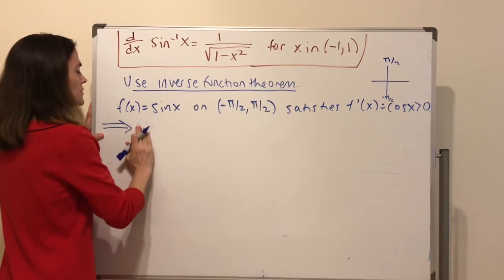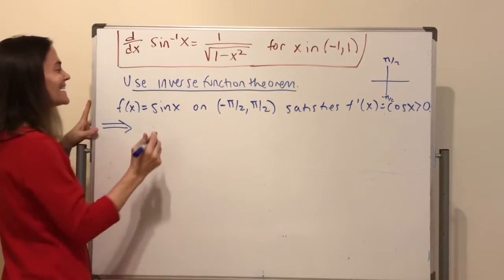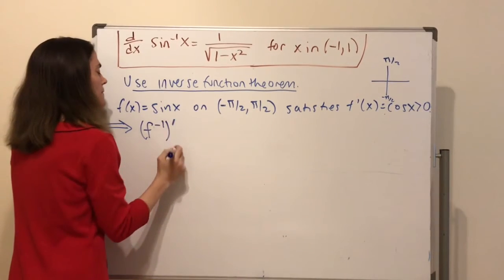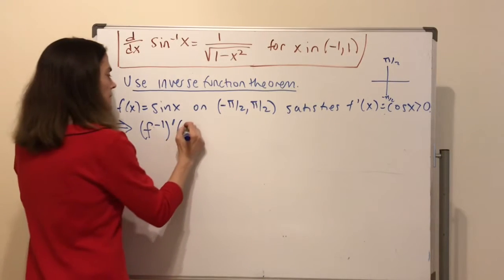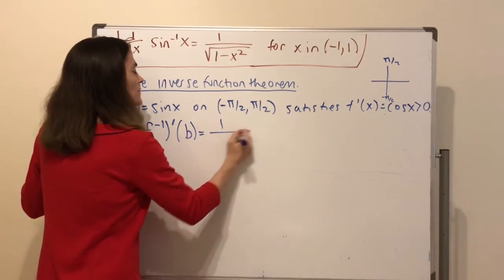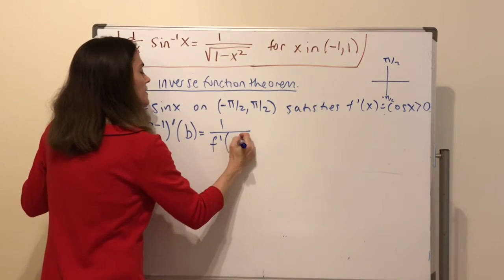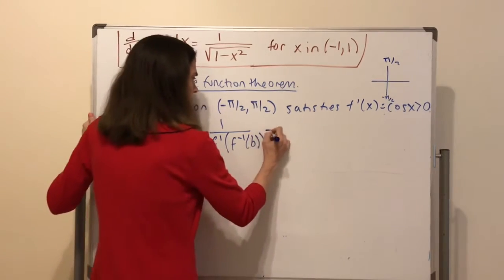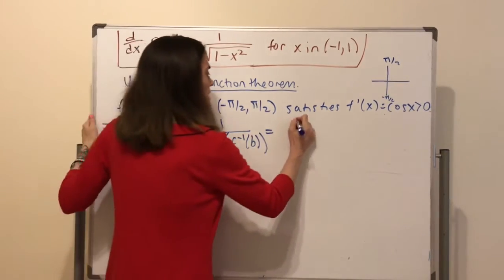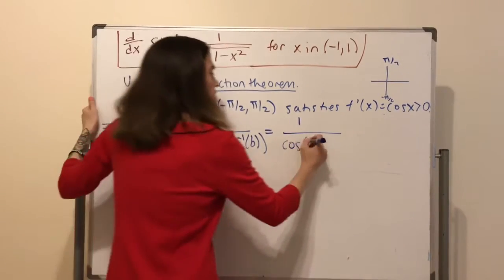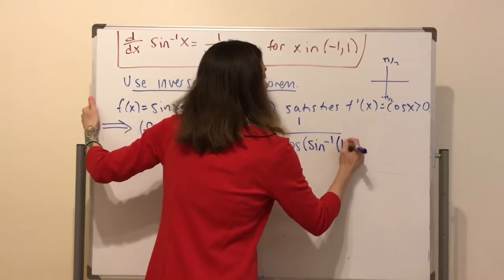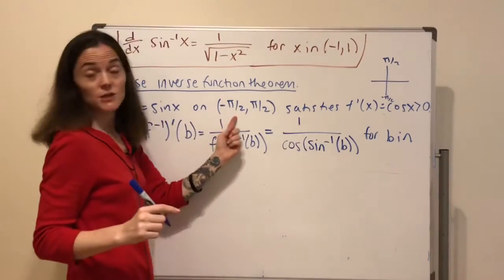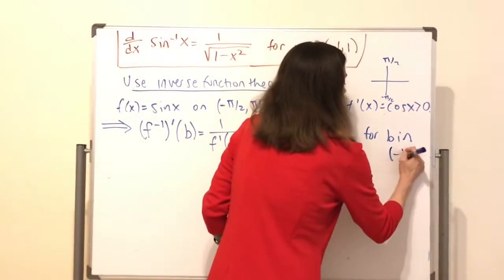This means we may use the inverse function theorem. Oh, I already have it above, so maybe I won't write it again. It says that f inverse prime at some b equals 1 over f prime of f inverse of b. Now, we are going to have to unravel this. Let me take one more step. We know f prime of x is the cosine, and f inverse is the sine inverse. And this is for b in the image of this open set, which is minus 1 to 1.